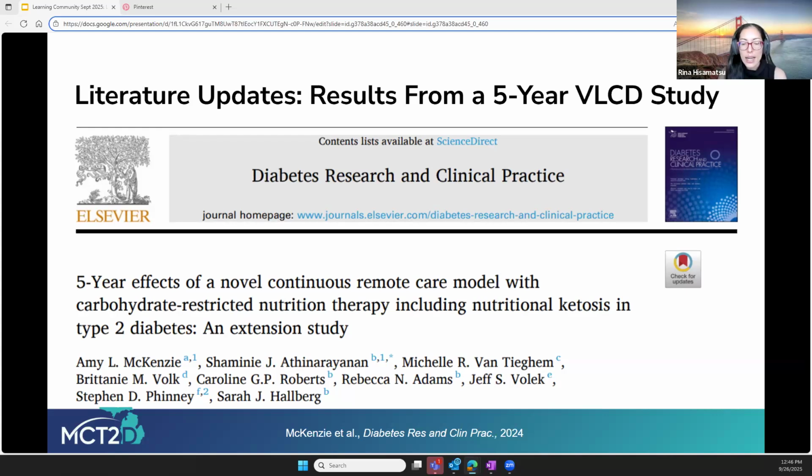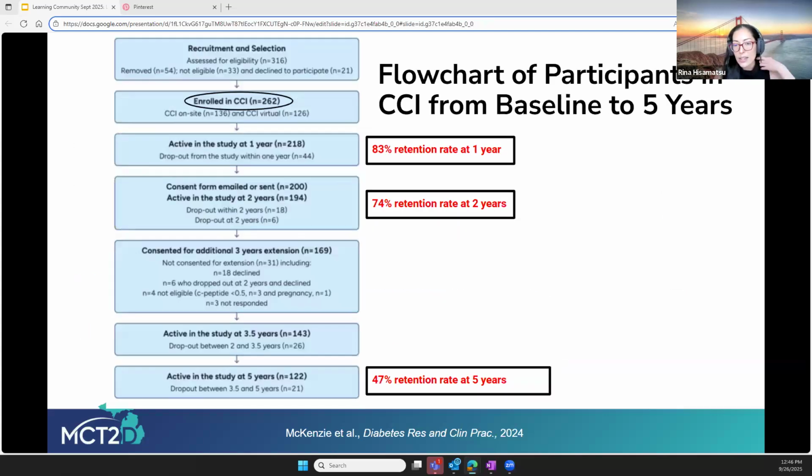So I wanted to highlight some of the key results and takeaways. So what you can see here is a flow chart of participants in the continuous care intervention from baseline to 5 years. What I wanted to actually highlight here is really interestingly, they have really high retention rates across those 5 years. So just to demonstrate and highlight that here.